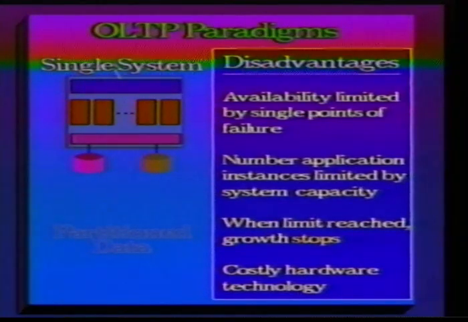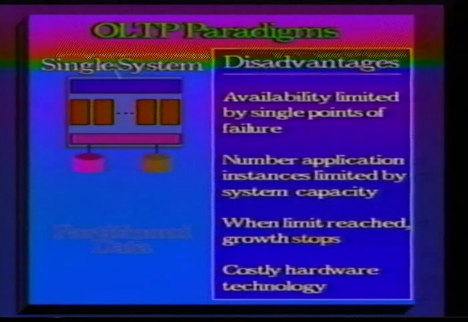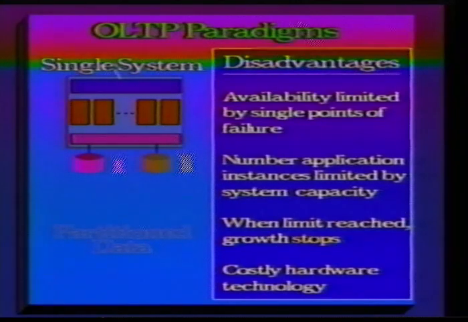To increase throughput, application programs are typically cloned to process more transactions in parallel. At some point, the number of clones will exceed the processing power of the system. Therefore, growth is limited to a system's capacity. When this limit is reached, the processor needs to be upgraded. When this is no longer possible, further growth is not possible. The technology used to produce large, fast single-system processors is very costly.